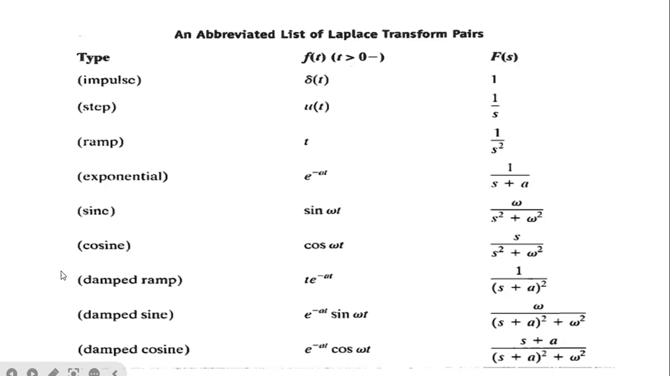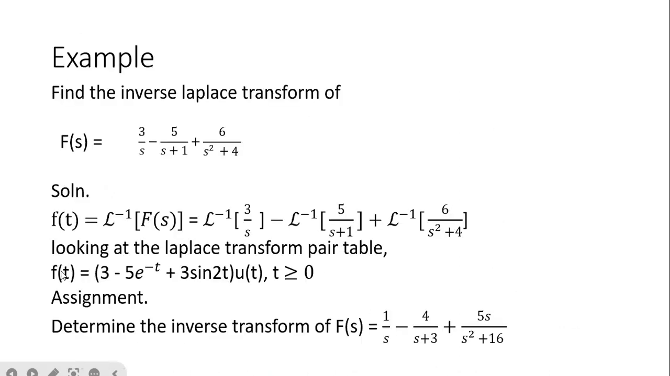Here we have s plus a. So it means a here for us is 1, which means we're going to have exponential minus t. But because we have 5 in our own case, ours will be 5 times that. So you can see that we can bring out 5 here so that we have 1 over s plus 1. And so we can say minus 5 exponential minus t.